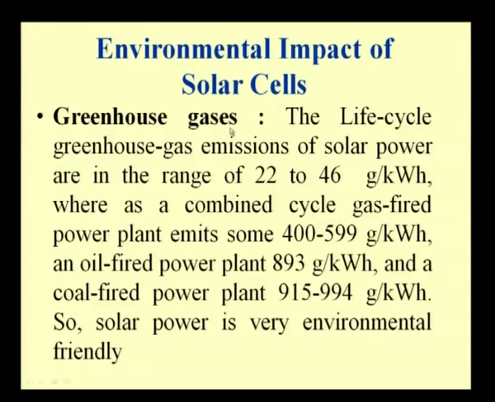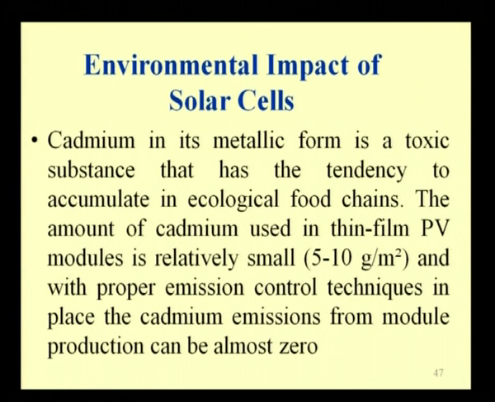And what are the demerits? The life cycle greenhouse gas emissions of solar power are in the range of 22 to 42 gram per kilowatt hour, whereas a combined cycle gas fired power plant emits some 400 to 599 gram. These are all the greenhouse gases, and an oil fired power plant 893 gram per kilowatt hour, and a coal fired power plant 915 to 994 gram per kilowatt hour, and therefore, the solar power is very environment friendly.